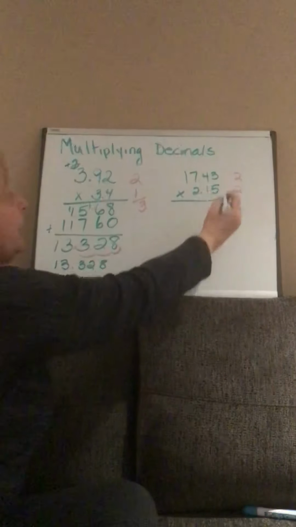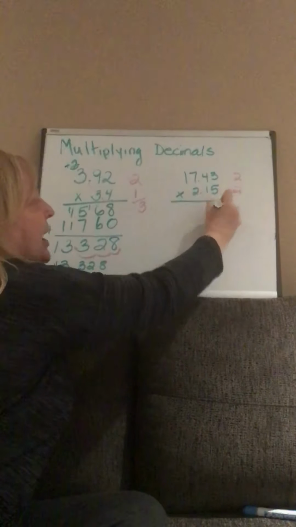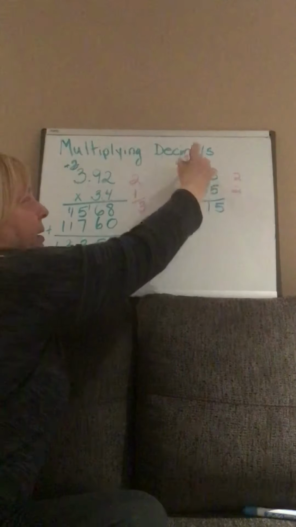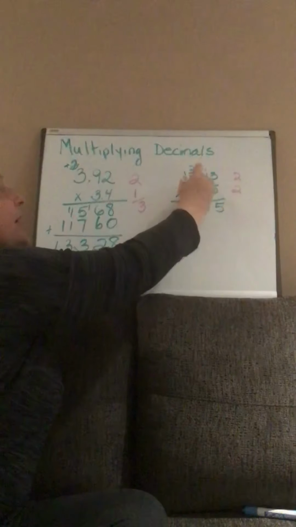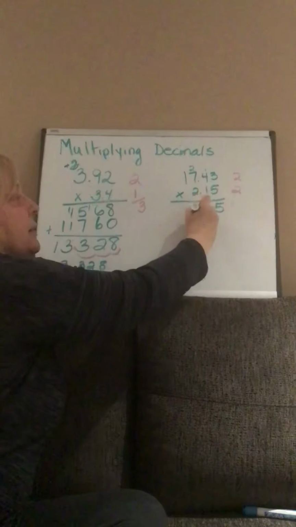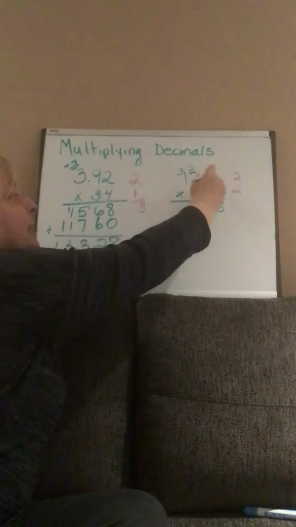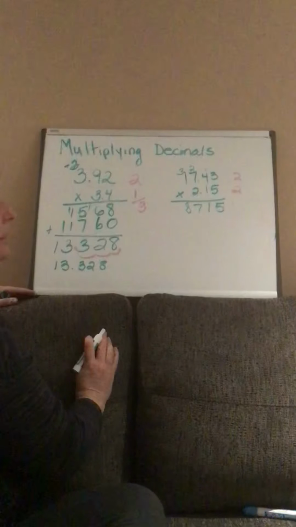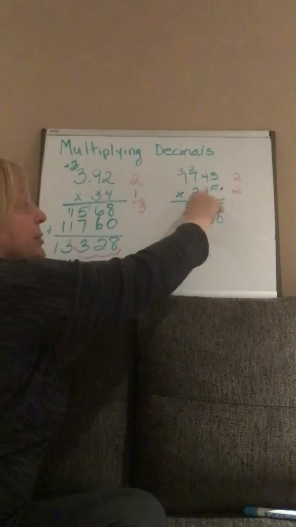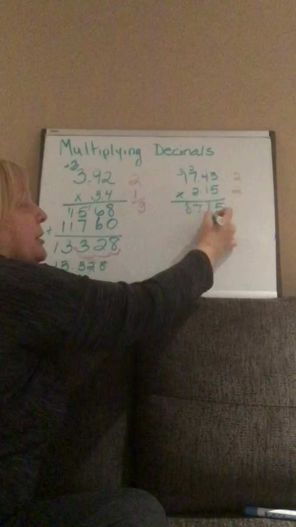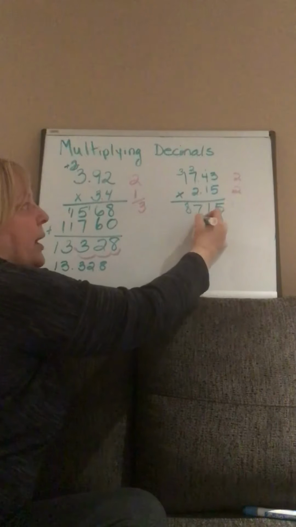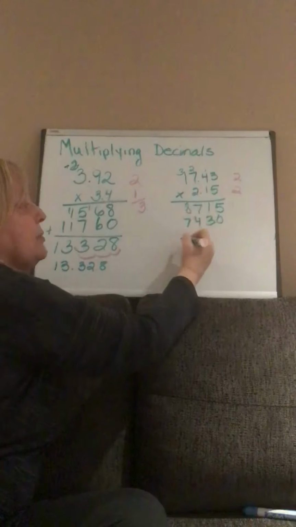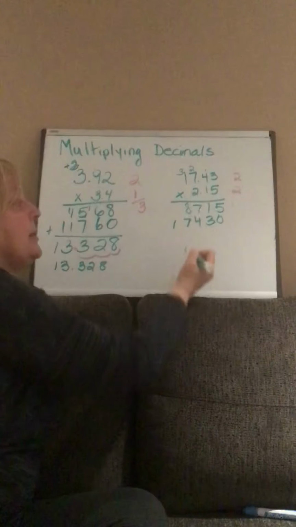So, 5 times 3 is 15. 5, carry the 1. 5 times 4 is 20, plus 1, carry the 2. 5 times 7 is 35, plus 2 is 37. 5 times 1 is 5, plus 3 is 8. Now I hold that place because I'm using the 10. And multiplying by 1s are my favorite. 1 times 3 is 3, 1 times 4 is 4, 1 times 7 is 7, 1 times 1 is 1.